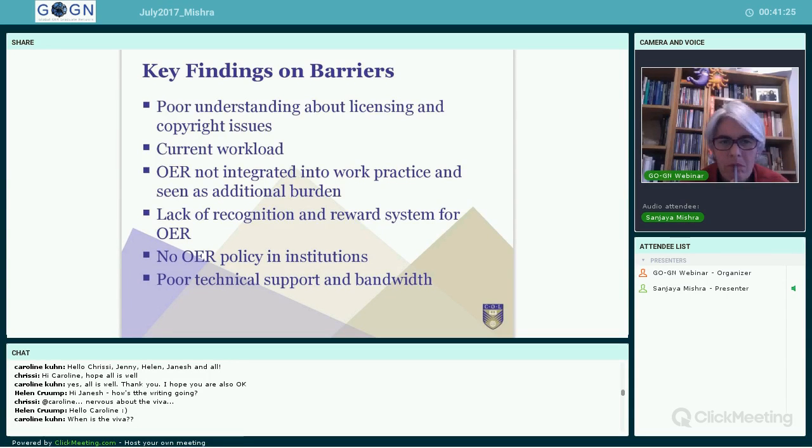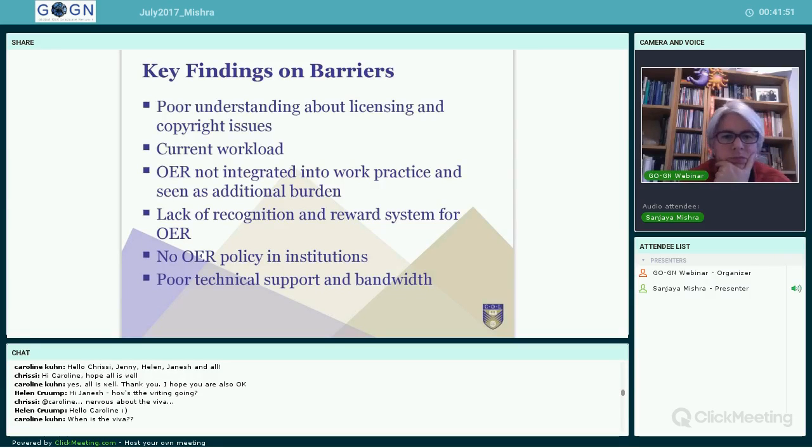Currently, there are a few institutions which have started. One of the institutions is University of Hyderabad, which is a central university. There are a couple of other open universities and central universities that have adopted OER policy. But in terms of over 700 institutions, universities, the number is very low so far. So those came in as a barrier.